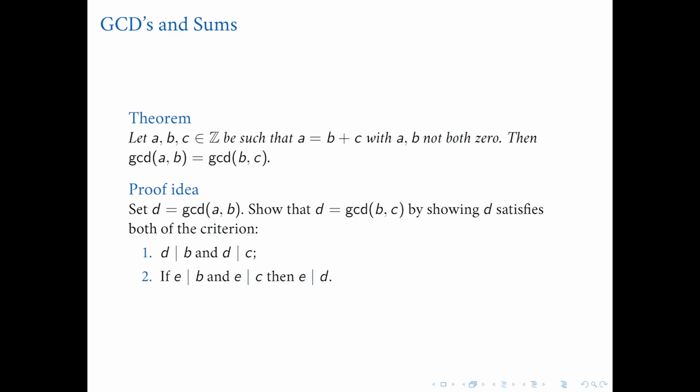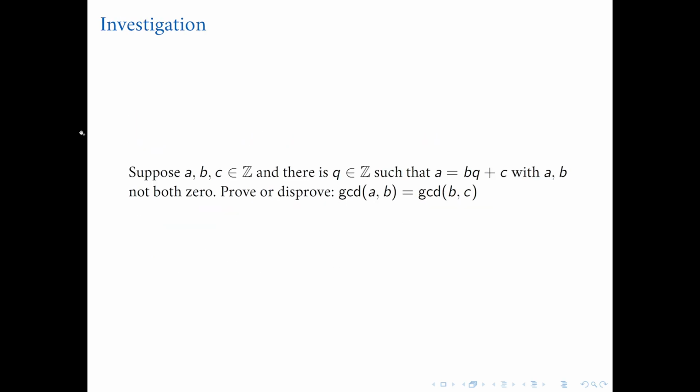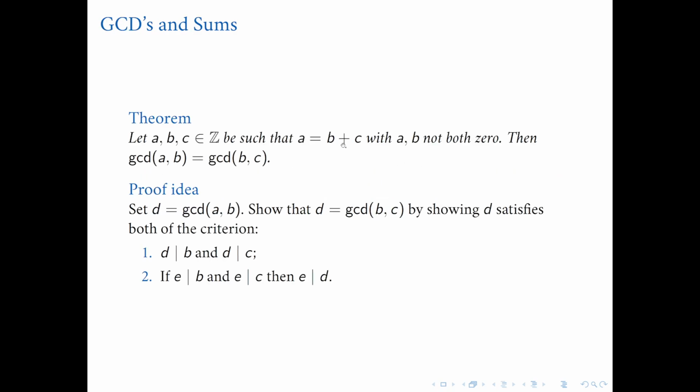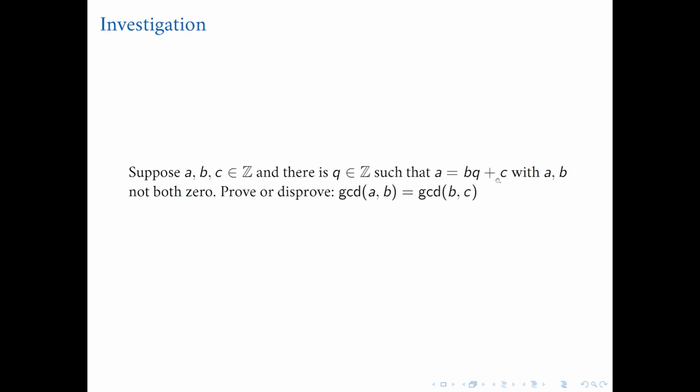And then as a follow-up question, the following investigation is actually a useful investigation. So what it says is, actually, what was special about the previous theorem? So in the previous theorem, Q is equal to 1, right? So A is B plus C, so that's Q is equal to 1. And we said then that GCD of A and B should be the GCD of B and C.